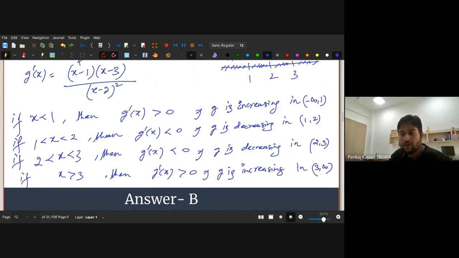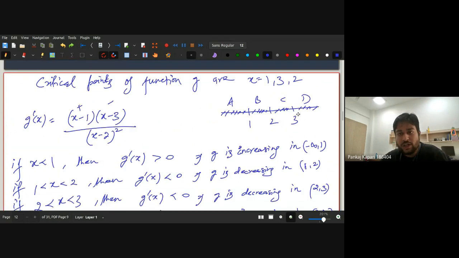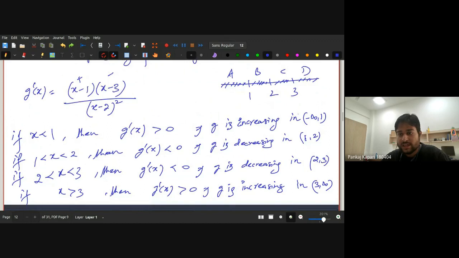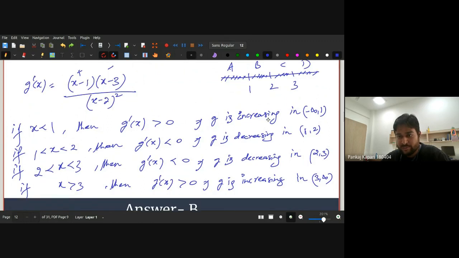In the interval 3 comma infinity. Okay, so notice that we cannot say that the function is decreasing in this union of intervals, right? It is decreasing on the union of the intervals, but we cannot say that the function is decreasing in the interval 1 comma 3, right? Because 1 comma 3 contains 2, and at 2 the function is not defined. Okay, so this is the analysis of the parts of the domain where the function is either increasing or decreasing.